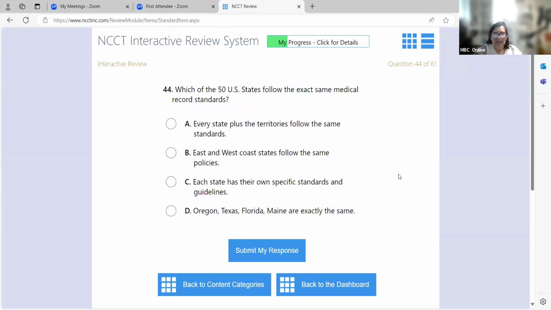Which of the 50 US states follow the exact same medical record standards? Is it every state plus the territories follow the same standards? East and West Coast states follow the same policy. Each state has their own specific standards and guidelines. Oregon, Texas, Florida, Maine are exactly the same. So which one do you think it is?